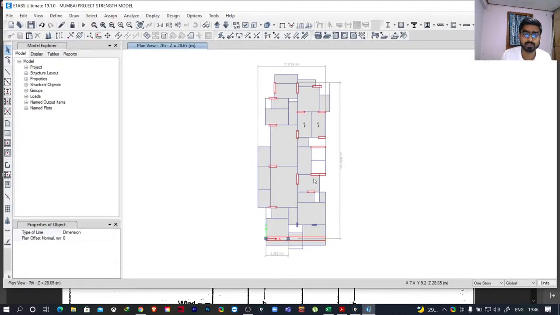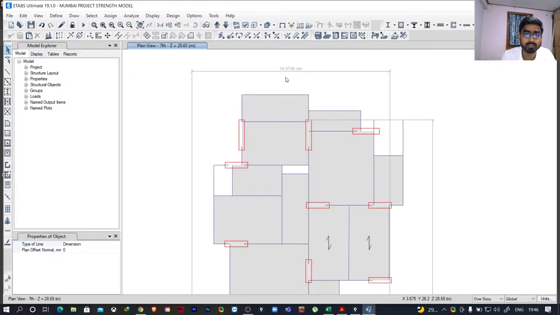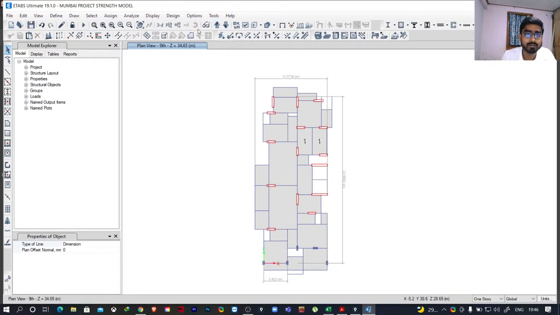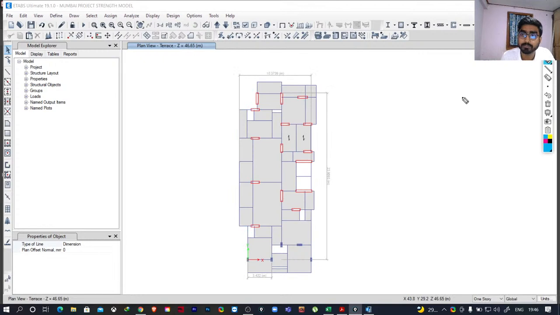That is the ETABS model I have. So here the least lateral dimension I have is around 10.4. See, it is 10.3739, so I will consider it as 10. And if I go to the height, up to the terrace floor, here the height is 46.65. So if I do the calculation, 46.65 divided by 10.4, what is the ratio we have got? It is 4.48, so it is not greater than 5. The check is not required in this structure, but I'll still show you.